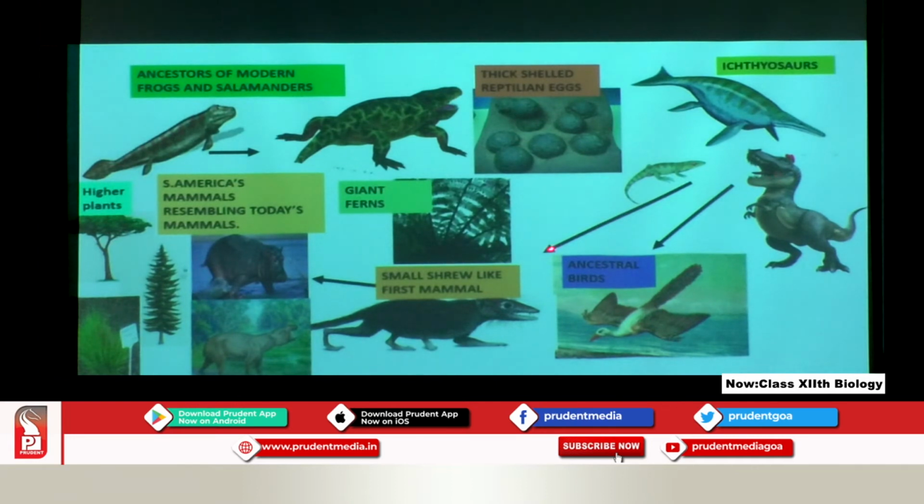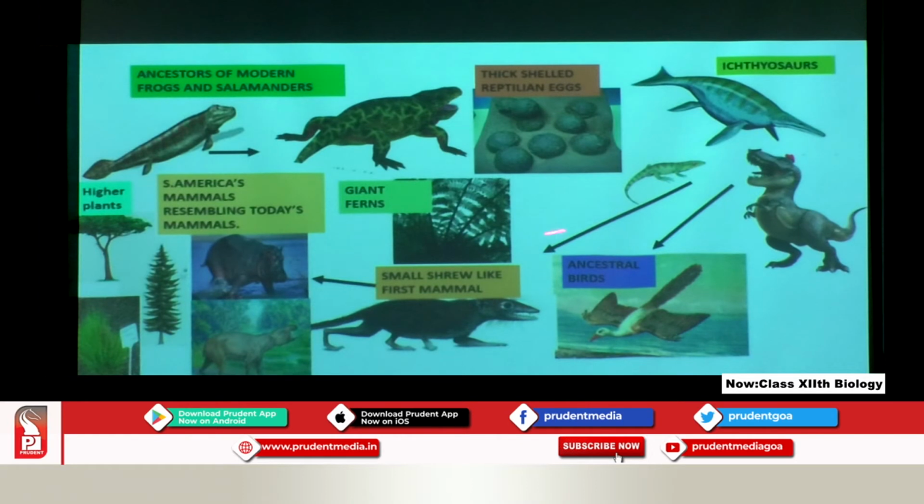And at the same time, the second line of evolution is going towards mammal formation. So which is the first mammal? A shrew like very small mammal. Very surprising that this is our ancestor, because we all are mammals, right? So small shrew like mammals were formed, tree dwelling ones. And then gradually with time, in South America, they have found fossils of mammals which were very big, somewhat like rhinoceros, hippopotamus and all, which could be the ancestors of the present day large mammals. Fine. At the same time, land plants were evolving, gymnosperms, angiosperms, and in that the monocots, dicots.